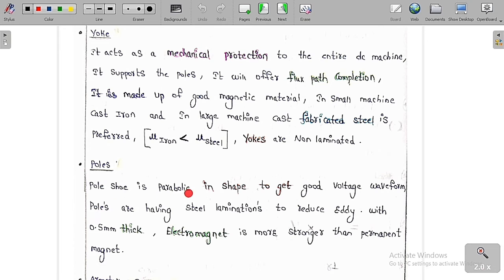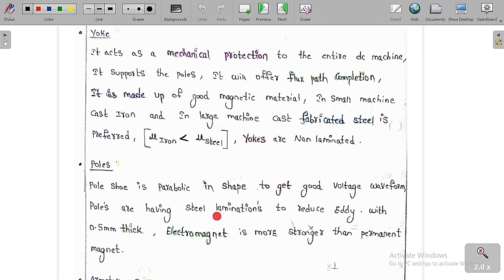Now we'll discuss the poles in a DC machine. The pole shoe is parabolic in shape. If you see the end of the poles, it will be like a parabolic shoe. It is called the pole shoe. The pole shoe is parabolic in shape to get a good voltage waveform.